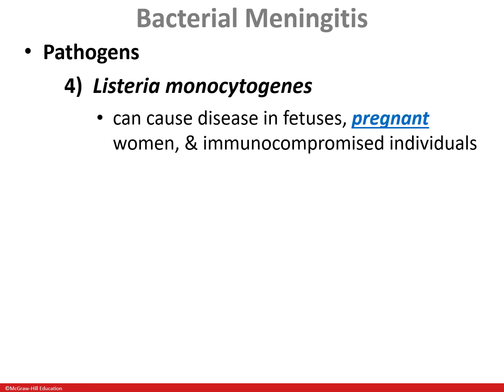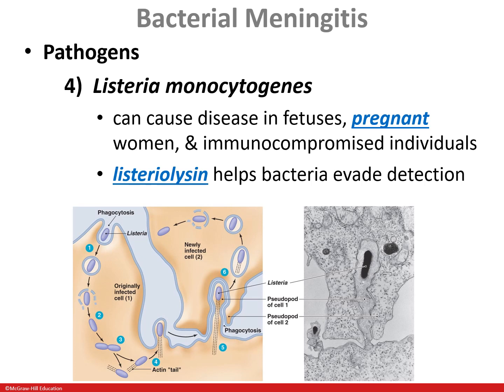And then there's Listeria monocytogenes, where the form of bacterial meningitis caused by this organism is sometimes referred to as listeriosis. And it's primarily a concern in the developing fetus. And so we worry about pregnant women being exposed and immunocompromised individuals. The unique virulence factor for this organism is something called listeriolysin.